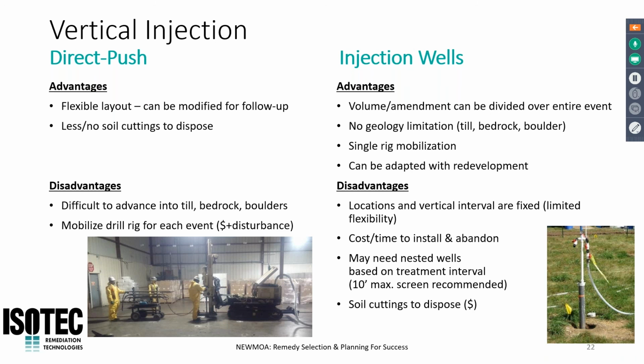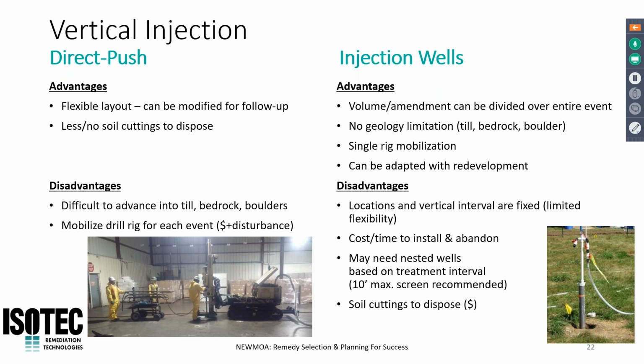One of the best advantages of direct push is a flexible layout, and you have less IDW from soil cuttings. But they often have geological limitations. If you've got bedrock or till or boulders, you may be limited, whereas with injection wells, if you have geologic inhibitances, you can come out with a bigger rig or a sonic or whatever the case is and put your wells in where you need them. And you can adapt wells with redevelopment. That's a lot of value if you're doing an injection, but then when you come back in a few months, the site doesn't look anything like it did at your first injection. You can manifold or rework around those. But remember, you have costs for installing as well as costs later on to abandon those.